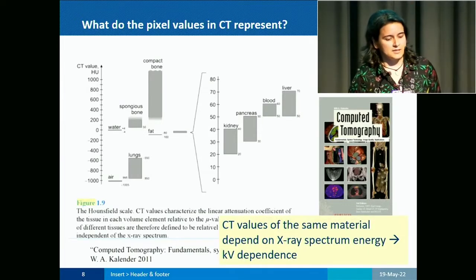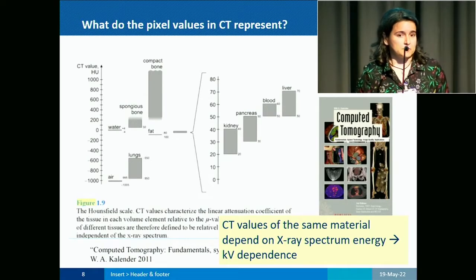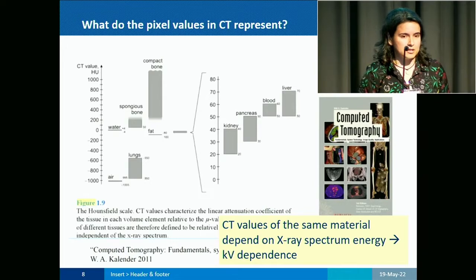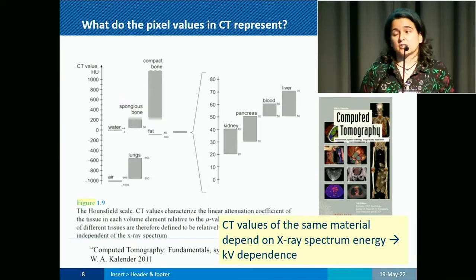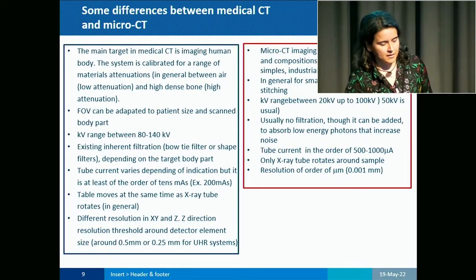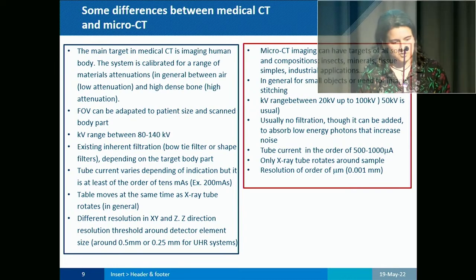And it's to be noted that CT values in the images, for the same material, are going to depend on the X-ray spectrum energy. So depending on the kV that we use, the pixel values are going to change. This is important when we are trying to benchmark CT imaging, for instance, with micro CT imaging, because our X-ray beam is going to be different.